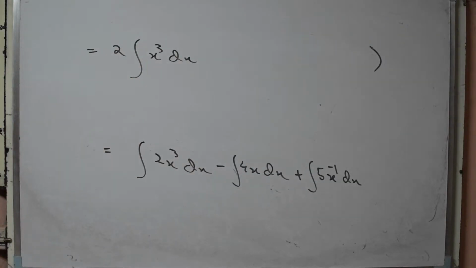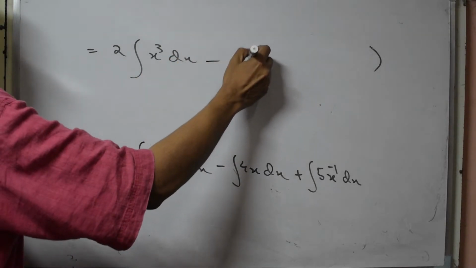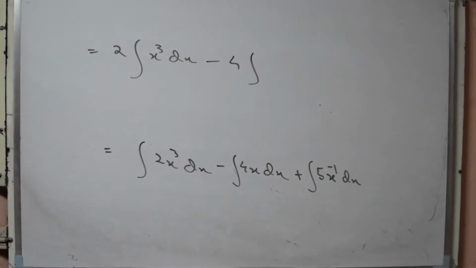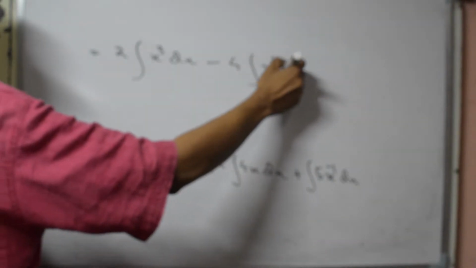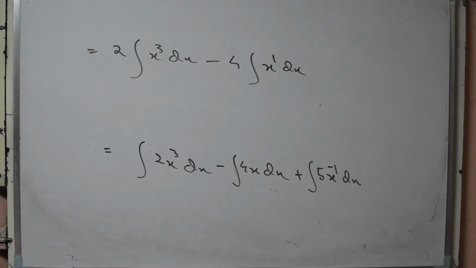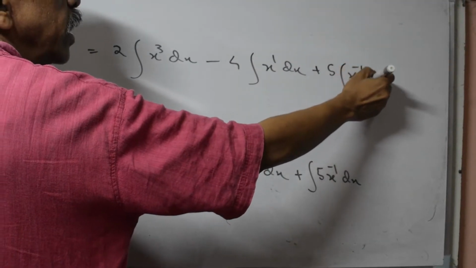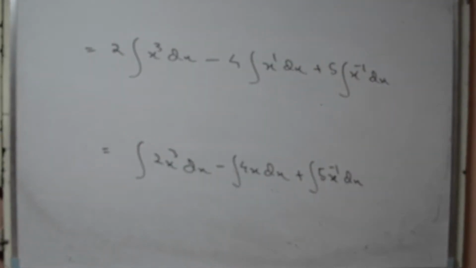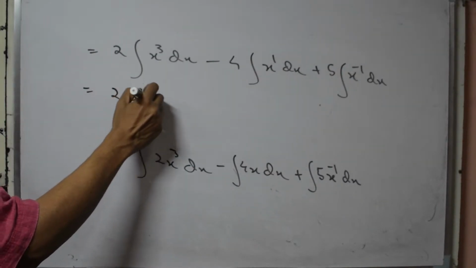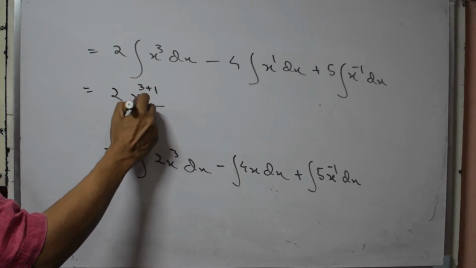The reason behind it is that 2 is a coefficient of x cube. Now the 4 coefficient will be taken before, then 4x to the power 1 dx, because x means x to the power 1, and 5x to the power minus 1 dx. So if we look back to the formula just now discussed, it will be 2x to the power 3 plus 1 by 3 plus 1.